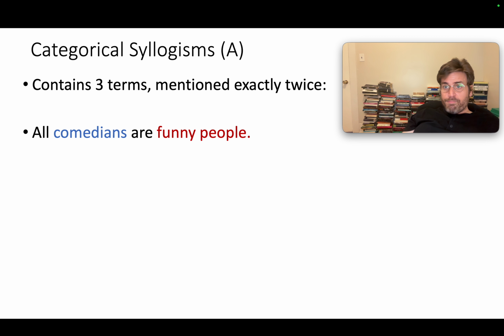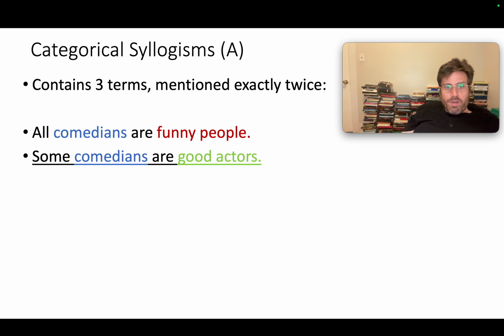Our first sentence, again, is all comedians are funny people. Our second premise is some comedians are good actors. And then we have our horizontal line to indicate the inferential leap to the conclusion. The conclusion is some good actors are funny people. So try to pick up on the 3 terms. What are they? And where are their repetitions?